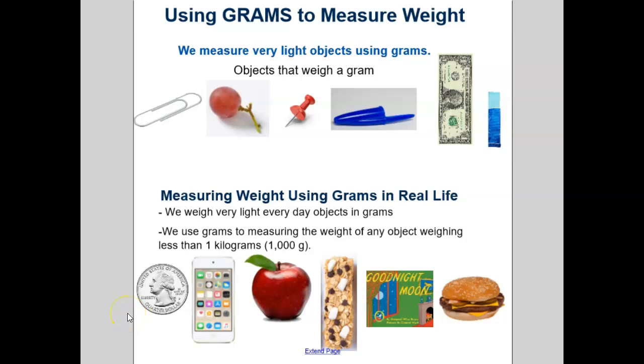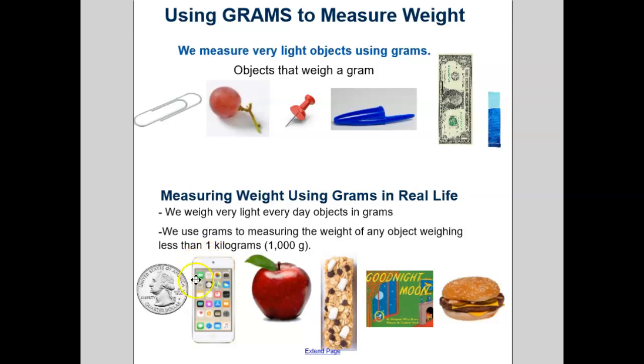So a quarter that your mom or dad or grandma might have in their purse, boys and girls, you would use grams to measure the weight of a quarter. And the reason for that is because a quarter is about 6 grams. It weighs about 6 grams.